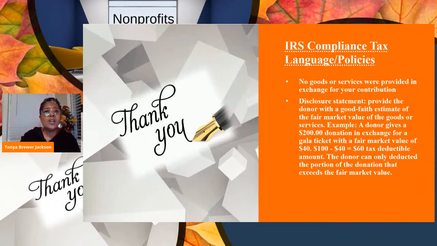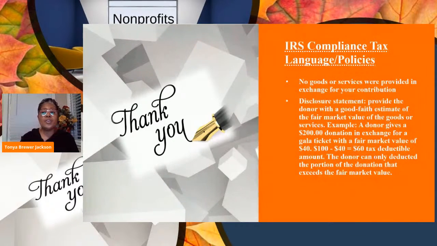And usually you can get this amount from the event planner. If you are doing a plated dinner or something like that, usually they'll be able to tell you, okay, it's $25 a plate. In this case, it's $40 a plate per person. That has to be deducted from my $100. So I can't claim a tax credit on that $40 because I'm getting goods and services for that amount. I'm getting a dinner worth $40. So I can't claim that.